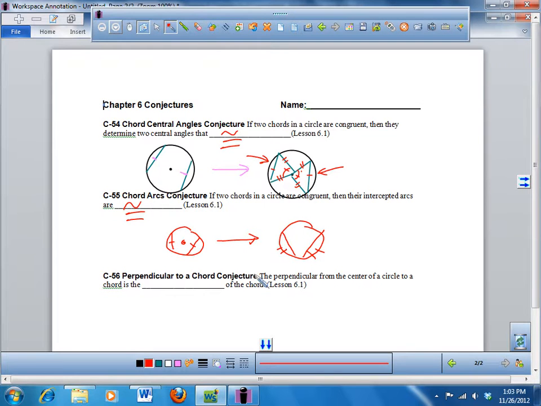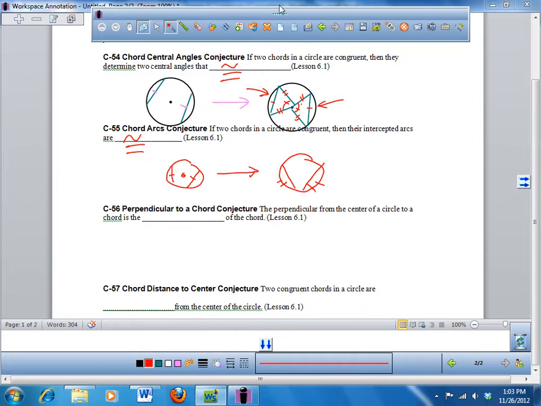Perpendicular to a chord conjecture. Oh, this is an interesting one. Okay. So I was going to do this on Sketchpad, but we don't have time.